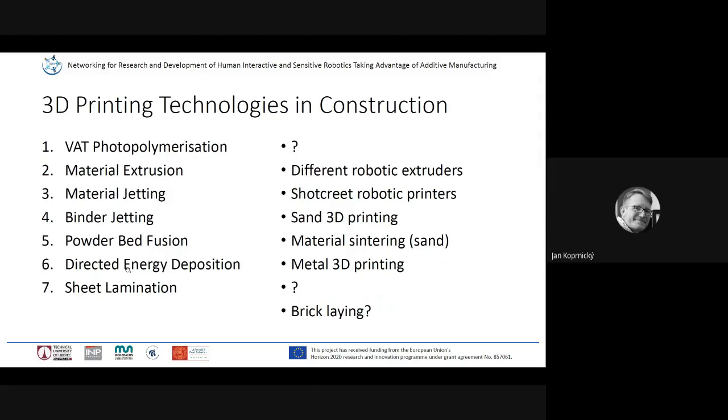The 6th category, directed energy deposition, you can also find on a large scale. There exists metal 3D printing.